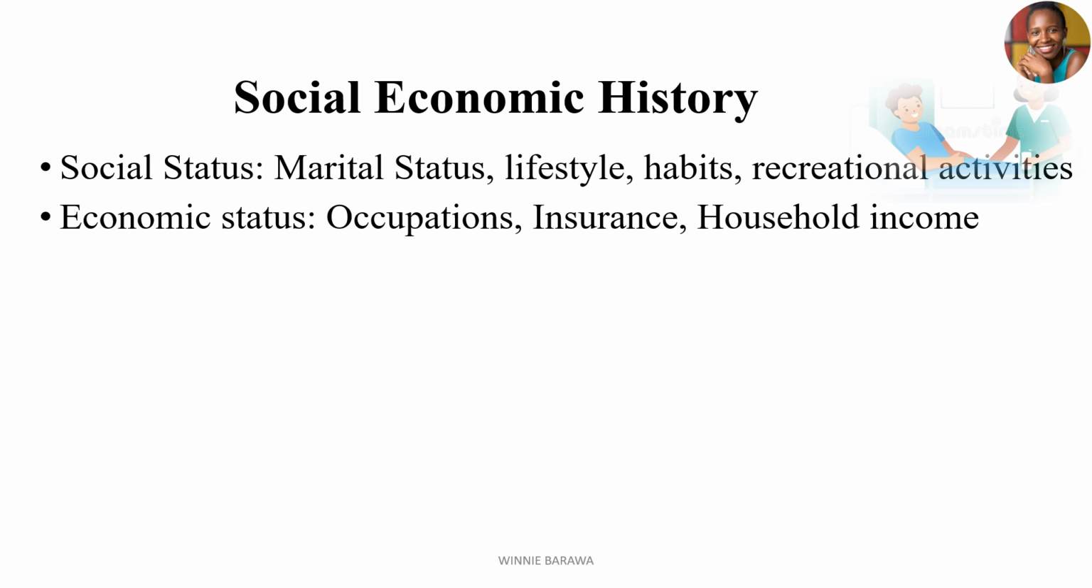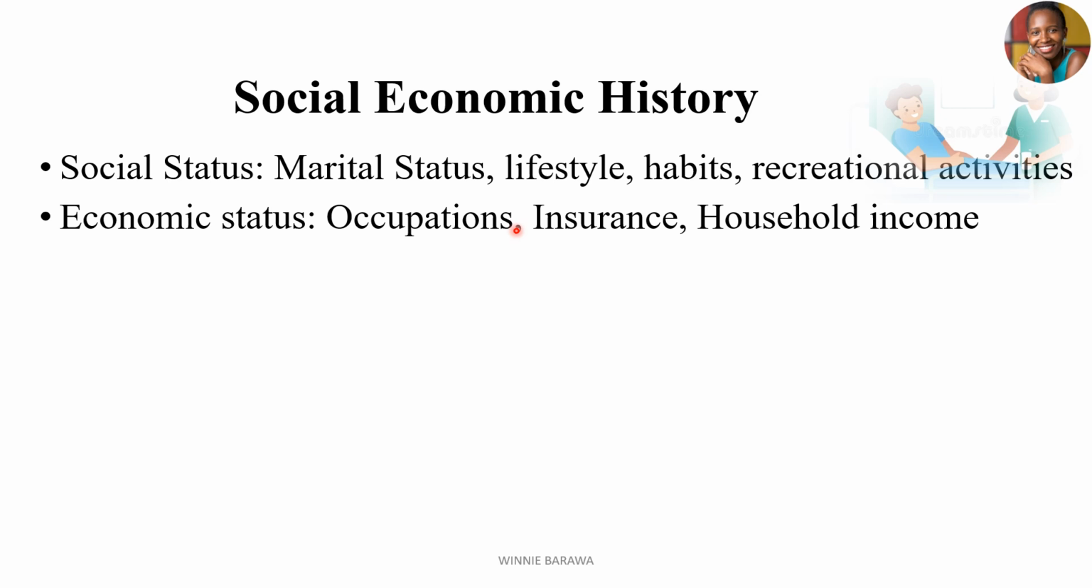Now, socioeconomic history. This is an interesting one because it carries two parts, and most of the time, unfortunately, the majority of us talk about one side and we don't talk about the other part. So talking about socioeconomic history means a person needs to describe the social aspect and the economic aspect. So what does the social aspect look like? The social aspect caters to issues like marital status, the lifestyles, habits that the client practices, recreational activities that the client could be participating in.